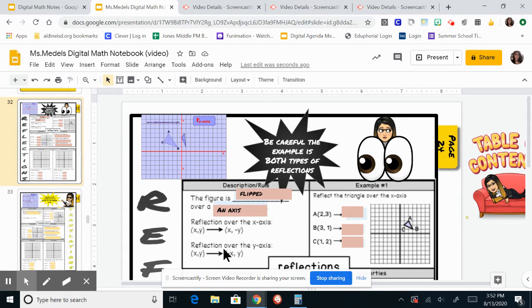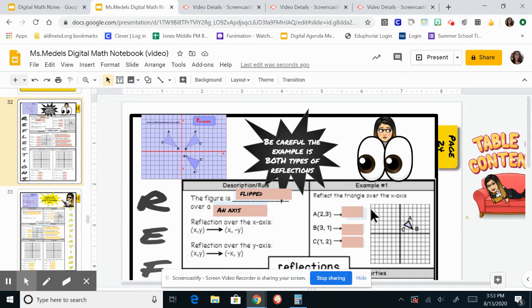Okay. When I reflect over the y-axis, guess what? Now my x's are changing. So instead of having that positive, now we're changing to the negative. Okay. So let's go to example 1.